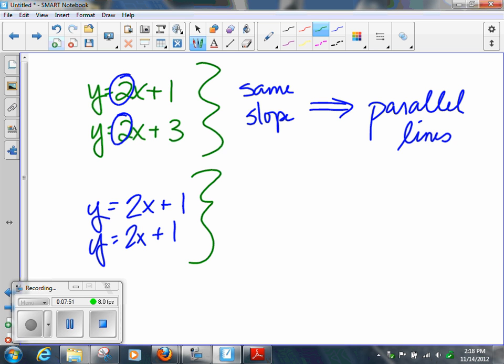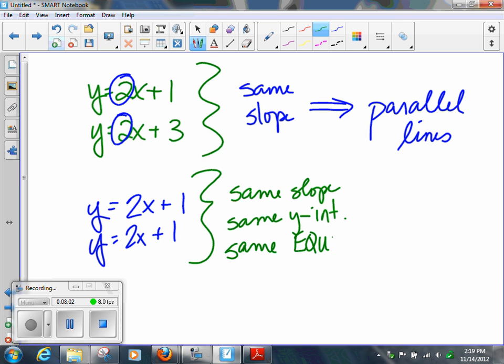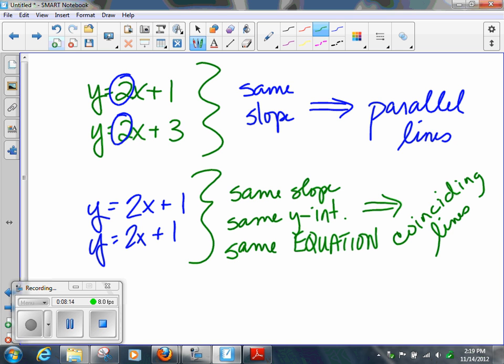Same everything. Same slope. Same y-intercept. Same equation. Coinciding lines. What does coinciding lines mean? Same line. It is the same line. So if nothing's in common, the lines have to intersect. Any other questions on the homework assignment?